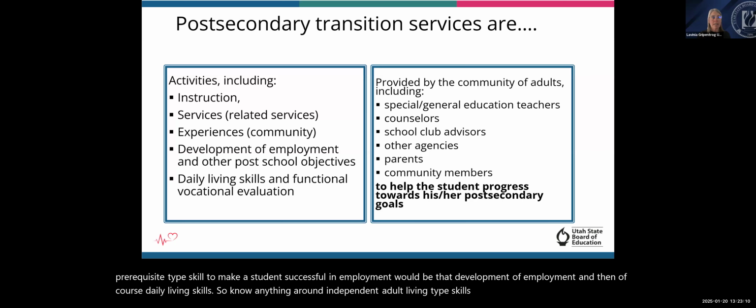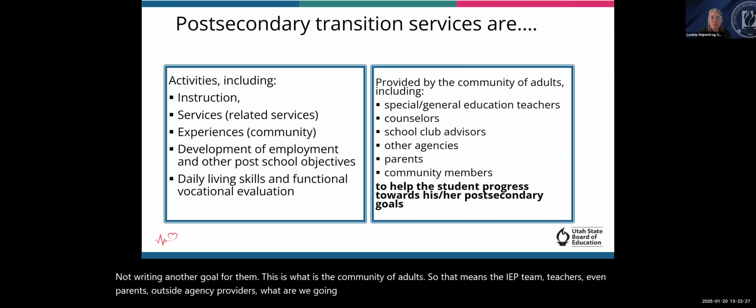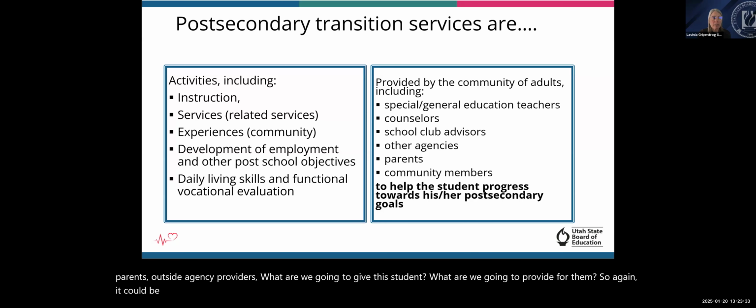So these are things that we're not just expecting the student to do on their own. We're not writing another goal for them. This is what is the community of adults, so that means the IEP team, teachers, even parents, outside agency providers, what are we going to give this student? What are we going to provide for them? So again, it could be counselors, it could be school club advisors, it could be outside agencies doing this. In some cases, parents. It's usually the school district that's providing this.